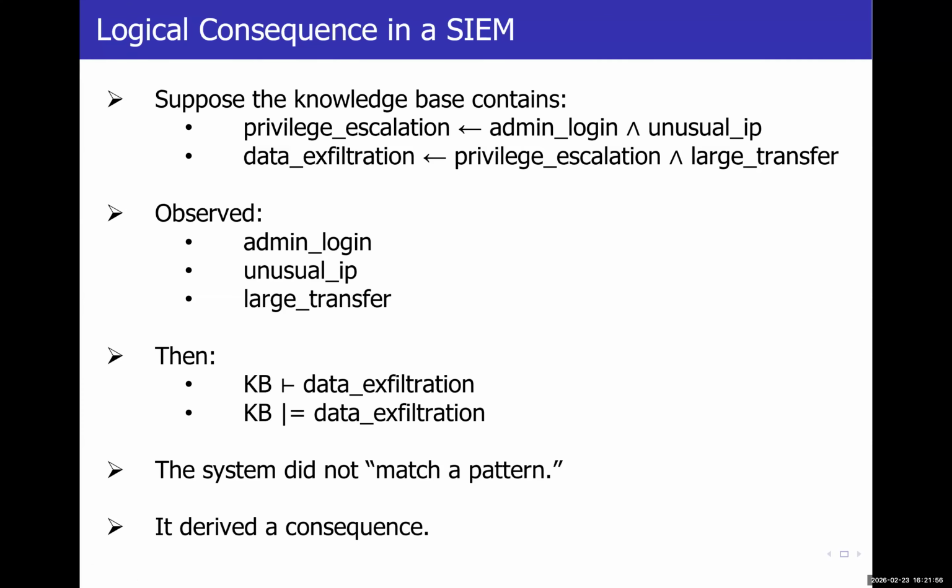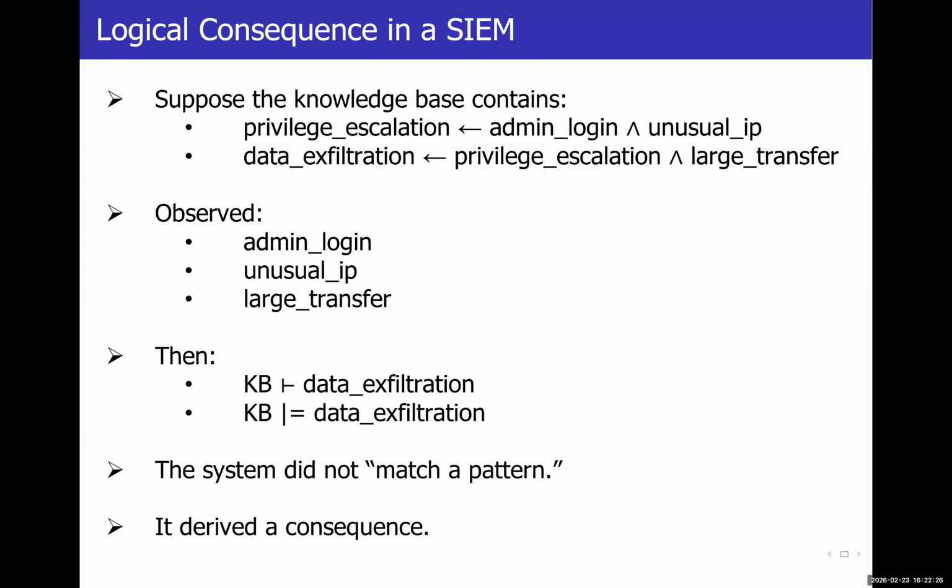So now let's apply logical consequences to a cybersecurity example. Suppose our knowledge base contains two rules. Privilege escalation occurs if there is an admin login and an unusual IP address. And data exfiltration occurs if there is a privilege escalation and a large data transfer.